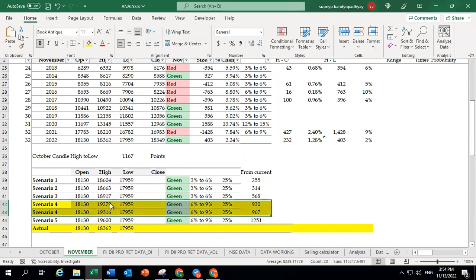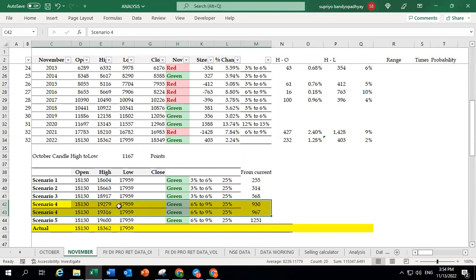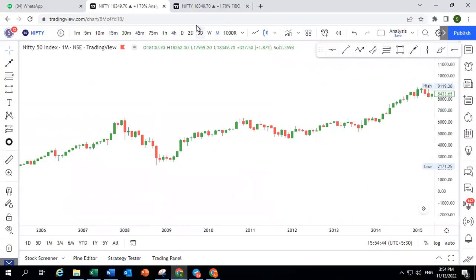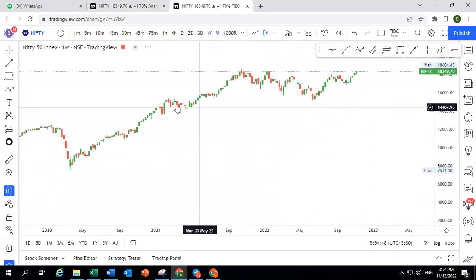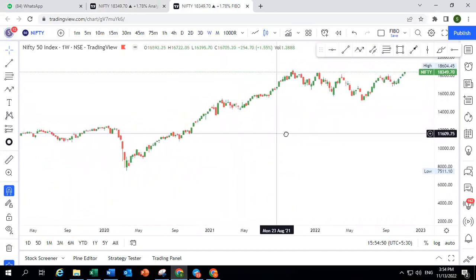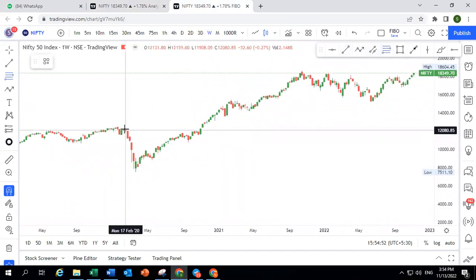Now, when would these two become activated? When will this become reality? Provided the market crosses 18604, which is the all-time high. Now, why am I saying this? Let's go to the FIBO. Let's go to the daily. I'll go to the weekly. And on a very long term, I'll draw a FIBO.